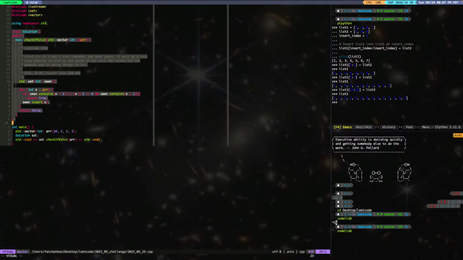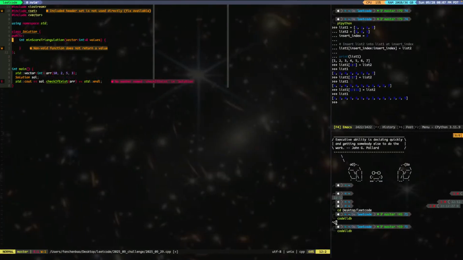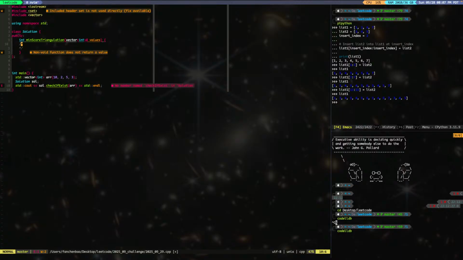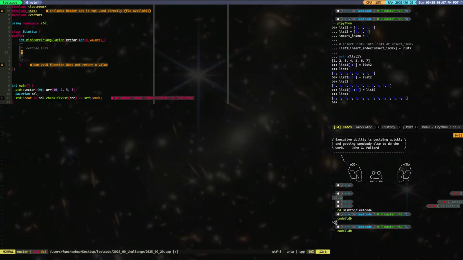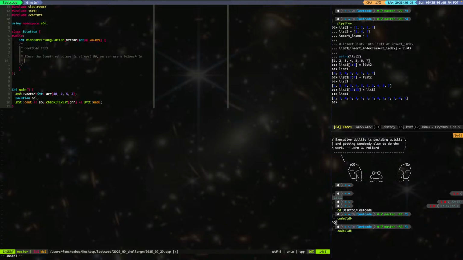Oh, I do need another code. This is 39. Since the length of values is at most 50, we can use a bitmask to represent the state of the current polygon after some triangle has been removed.